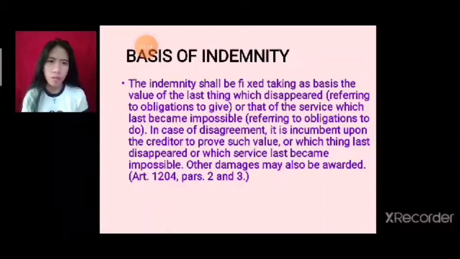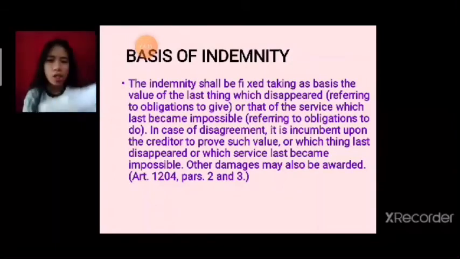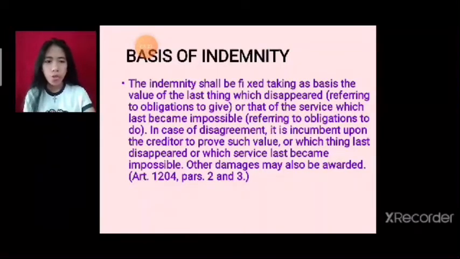So, ang basis of indemnity kay the creditor shall have a right to indemnity for damages when through the fault of the debtor, all the things which are alternatively the object of the obligation have been lost. So, if the compliance of the obligation has become impossible, the indemnity shall be fixed, taking as a basis the value of the thing which disappeared, or that of the service which last became impossible. So, damages other than the value of the thing.